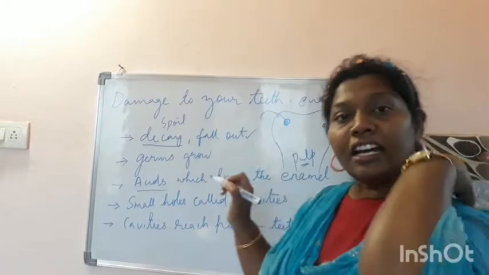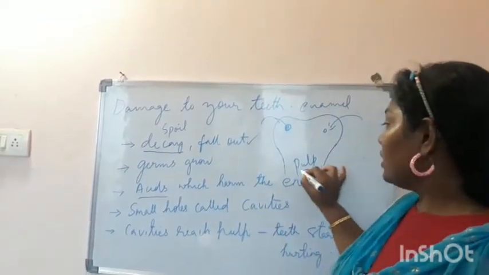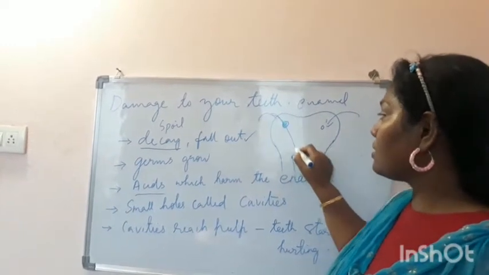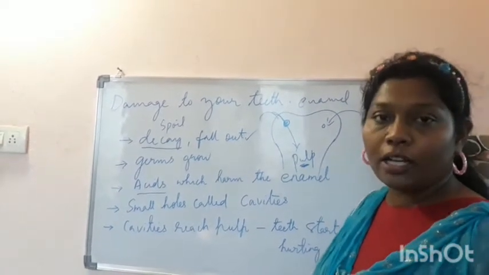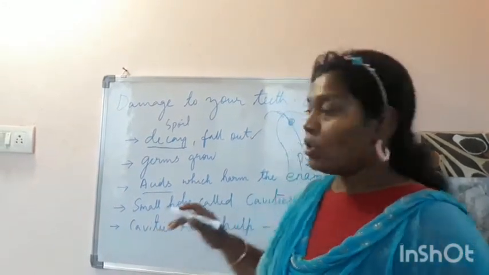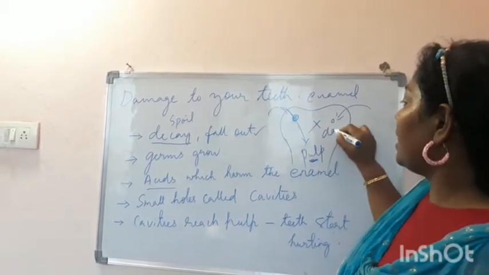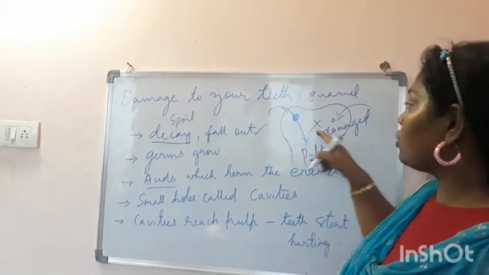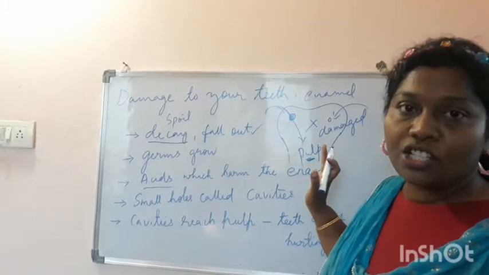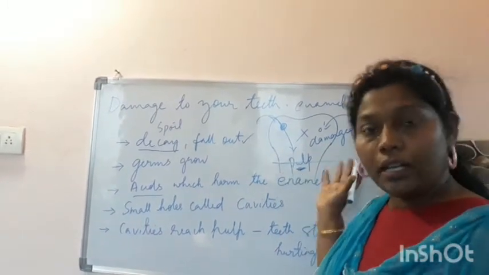I told you, there are nerve endings in it, so you will feel the pain. Okay, so if these holes reach the pulpy region, you can sense the pain in your teeth. So if it happens, this complete tooth is damaged. What is happening to this tooth? Damaged. Then what happens? You have to remove it.